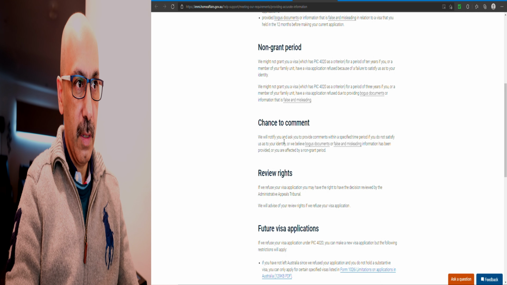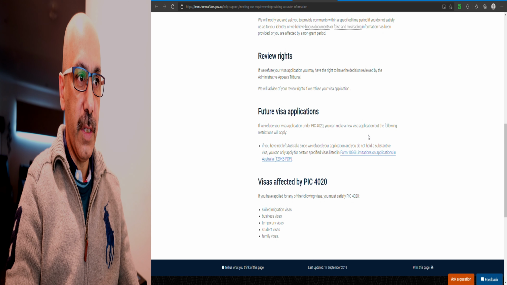Chance to comment. We will notify you and ask you to provide comments within a specified time period if you do not satisfy us as to your identity, or we believe bogus documents or false or misleading information has been provided, or you are affected by a non-grant period. Review right. If we refuse your visa application, you may have the right to have the decision reviewed by the Administrative Appeal Tribunal.